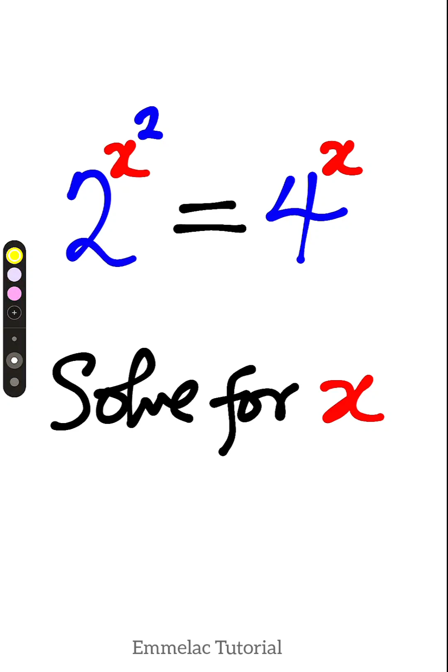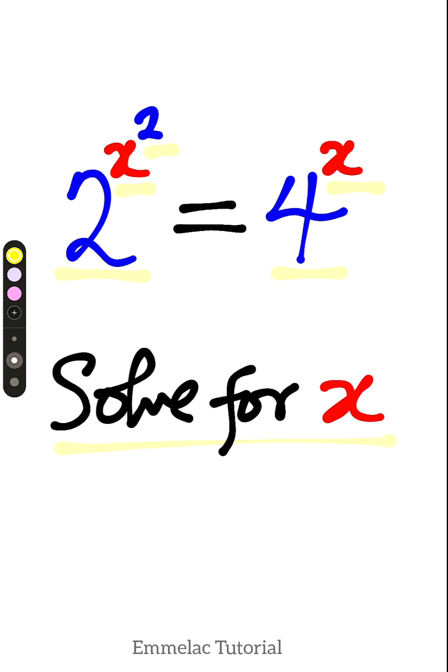Now let's look at this interesting, beautiful exponential equation. Very interesting. So let us look at it. Now this is 2 raised to x, all raised to 2, equals 4 raised to x, and we are told to solve for x. So how do you go about it?